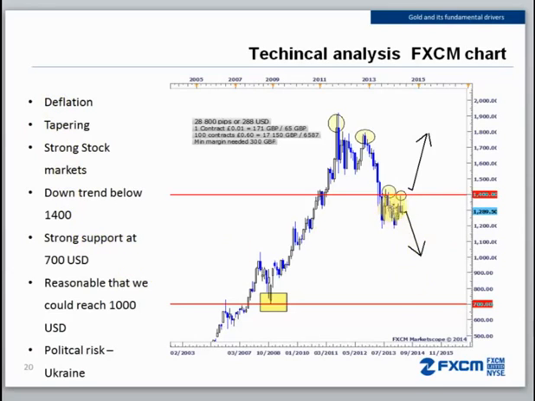Now, as long as we trade under 1,400, this is going to be relevant. And with that in mind, if we just project and assume that we'll continue to trade lower, then we should probably trade to a level where people bought before. Now, where did people buy previously? Well, they bought here, at the 700 level, in late 2008.